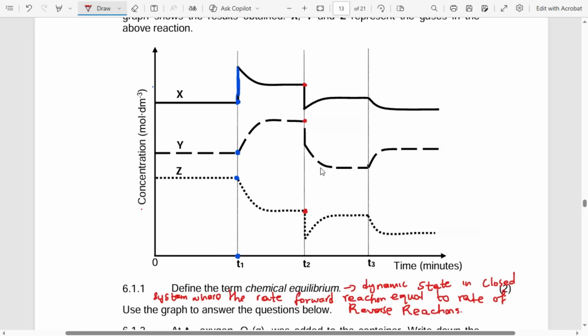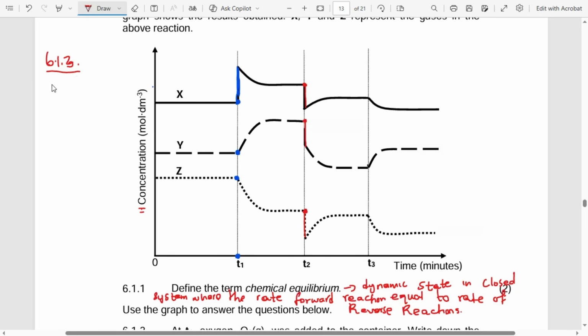So all of these three, let's observe at T2. All three gases show an instant decrease. X decreased, Y decreased, and Z is also decreased. All of them decreased in concentration, because this is the concentration. So since all of them are decreasing, to answer 6.1.3, all of them are decreased.